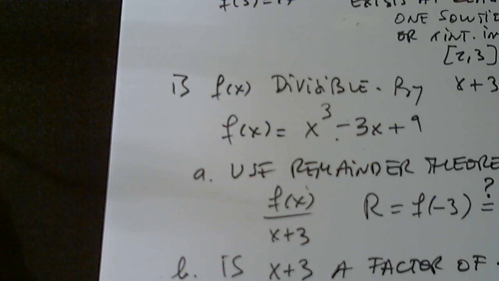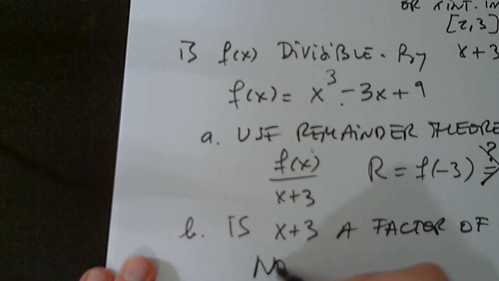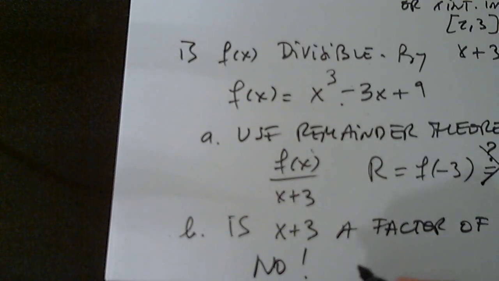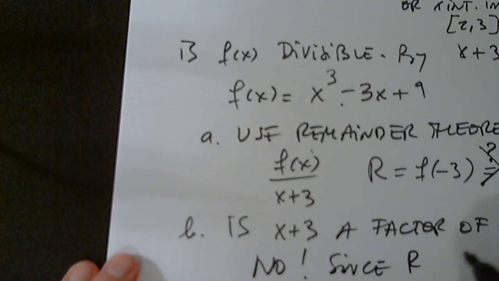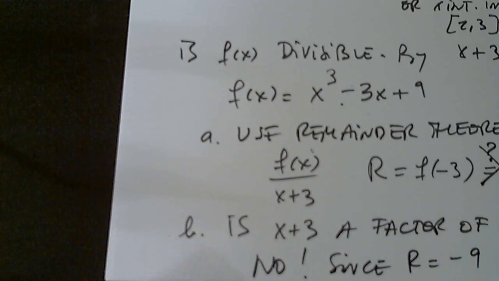So here's the function. Clear? I just made it up on the spot. Minus 3x and plus 9. I will evaluate it at -3. The answer is -9. It's not 0. And I will say no, since the remainder is -9. That's it.